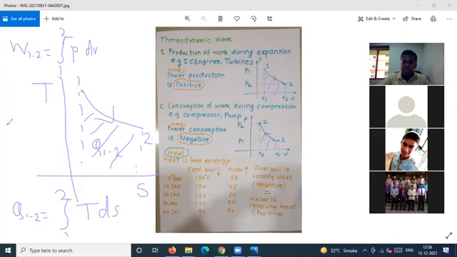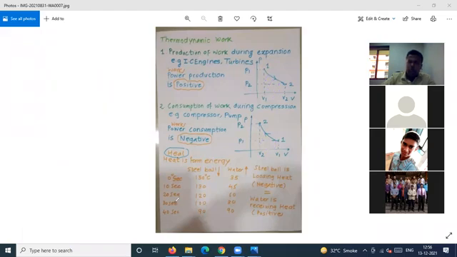Right? So is that okay with the diagram? Have you understood the comparison? Yes, sir. Sir, explain again, please.